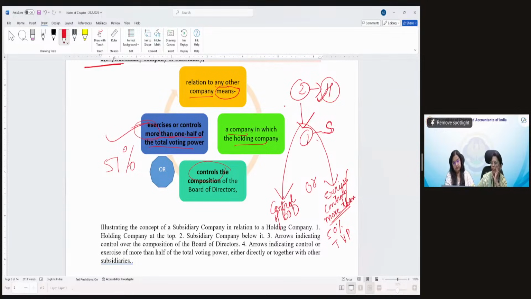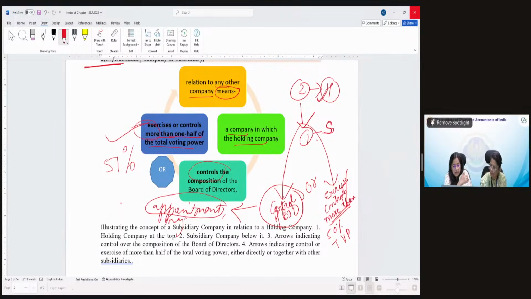Here the word control of BOD may include either the appointment of the directors, because the board of directors comprises the directors, so either their appointment may be controlled, or some major business decisions. If there is proper control over the business decisions, that will also be considered control of the board of directors. And composition basically means with respect to appointment or the exercise of any rights.